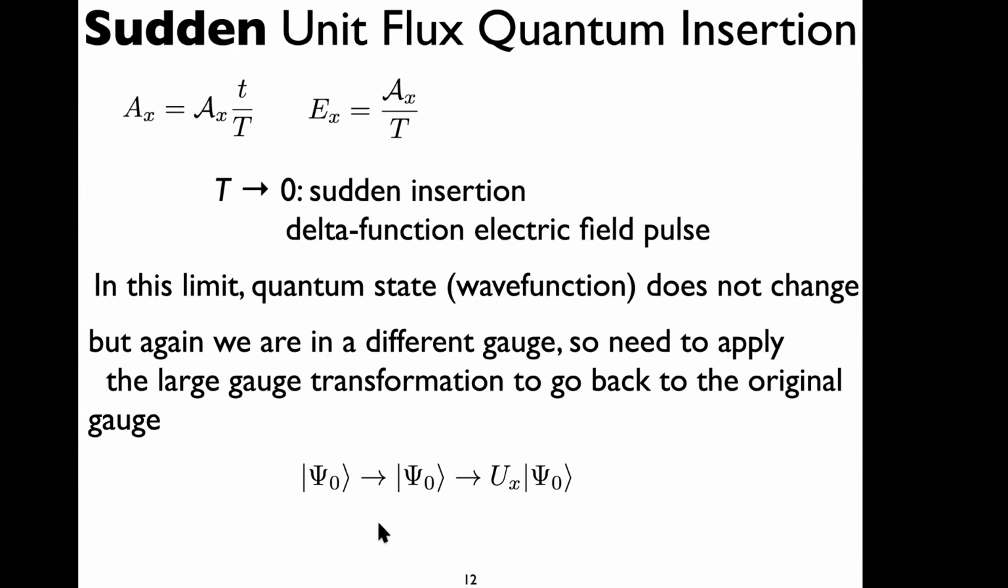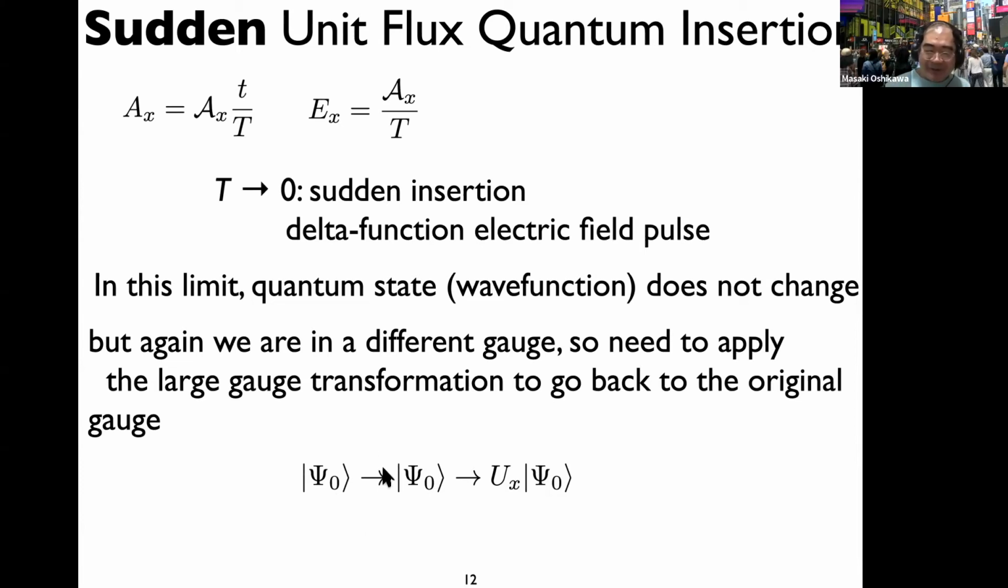Well, I'll try to explain. The actual physical change already happened here because you inserted the flux suddenly. That physically amounts to applying a delta function electric field pulse. So already at this stage, physically the state has changed. But if you just look at the wave function, it looks like there is no change. That's kind of artificial because the Hamiltonian went to a different gauge. If the wave function doesn't change, but the gauge has changed by flux insertion, then the physical state has already changed.